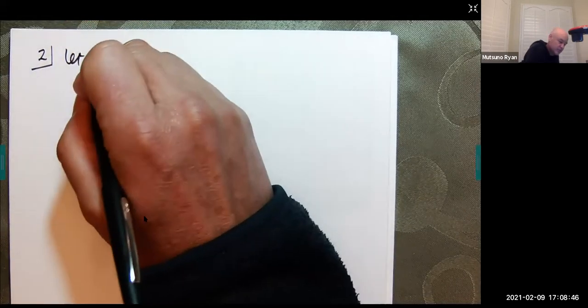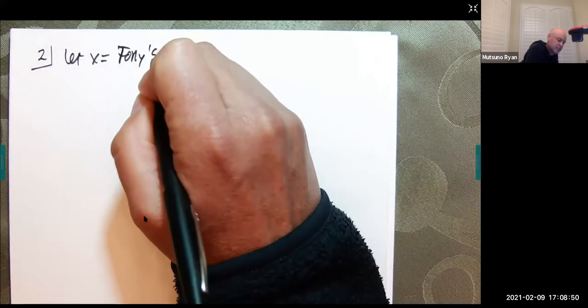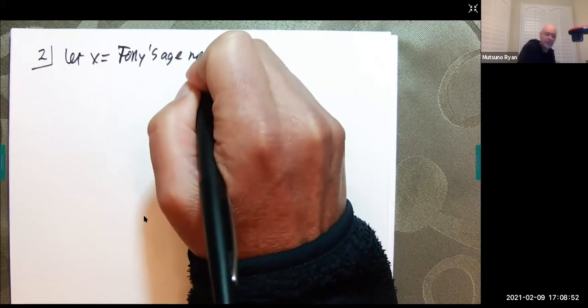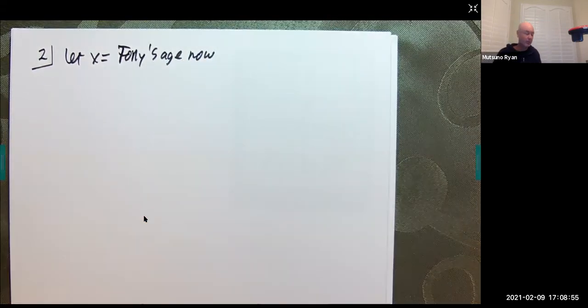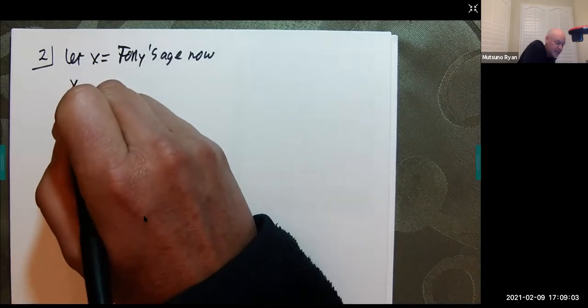Number 2. And I'm going to let x equal Tony's age now. I like letting it be what answers the question. That way, when I'm all done and I solve for x, I'm done. I don't have any more steps to do. Now, Tony is older than Crystal, which means Crystal is 8 years younger.